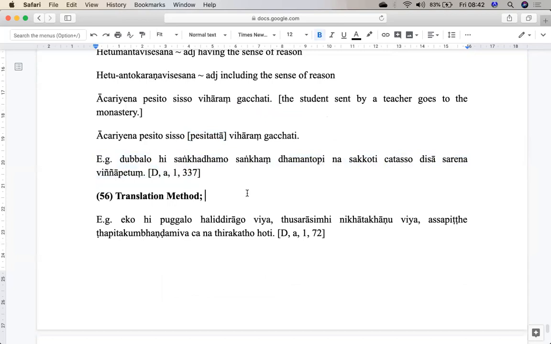And here: Sinka Damo, Sinkan, Damandobi, Na Sekodi, Jadaso, Disa, Serena Winya Bedo. So Sinka, here is Sinka Damo.